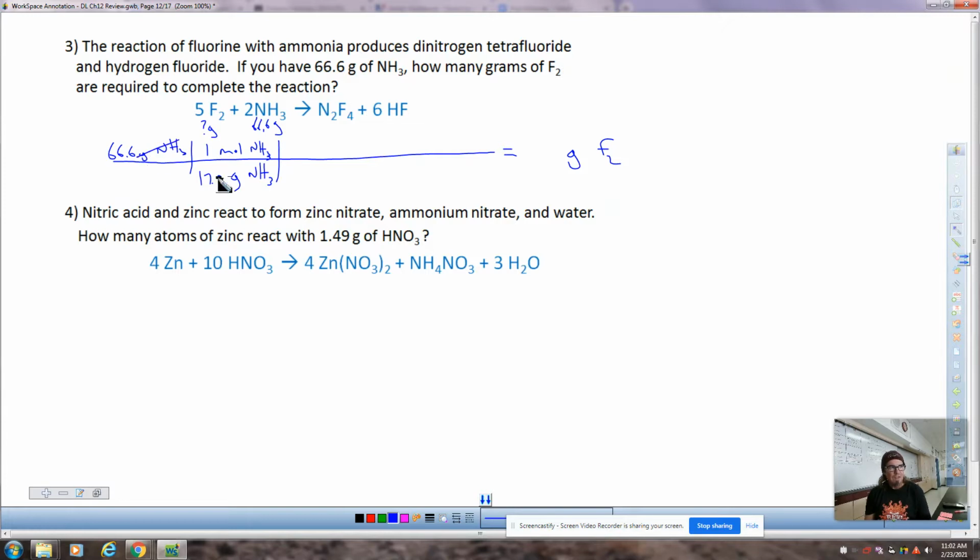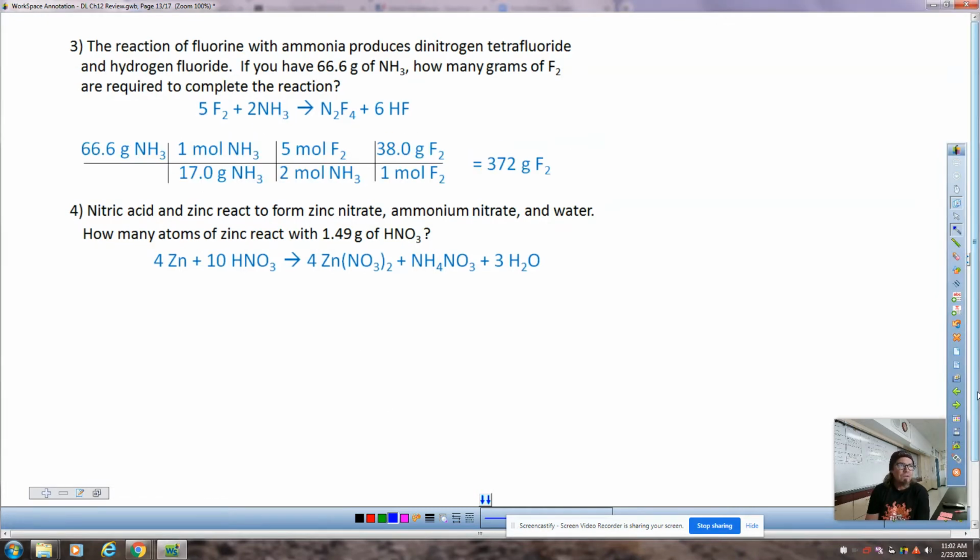Now that we have successfully gotten out of those units, we're now in moles of ammonia. Let's get out of moles of ammonia. Oops, sorry, I'm writing it backward. NH3, and get into moles of our answer, which is fluorine. Balanced equation says 2 to 5. And then last step, get out of moles of fluorine, get into grams of fluorine. 2 fluorines from the periodic table adds up to 38. And then cancel out the units, and we're left with grams of fluorine. And the calculator says 372, 3 significant digits.